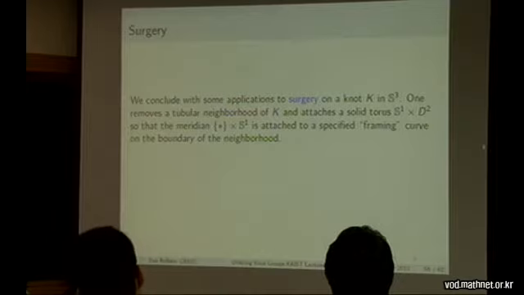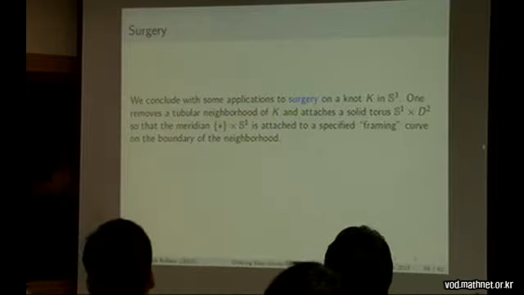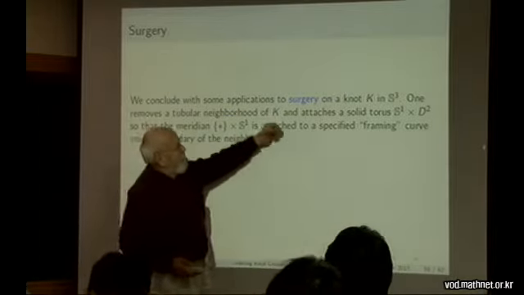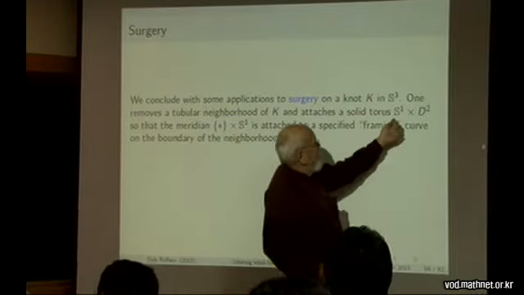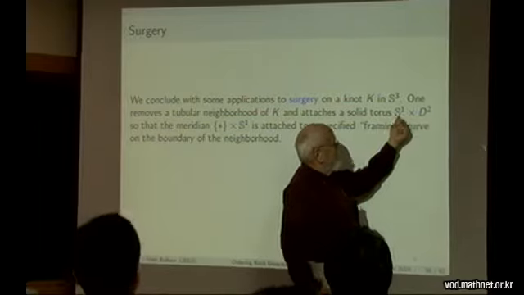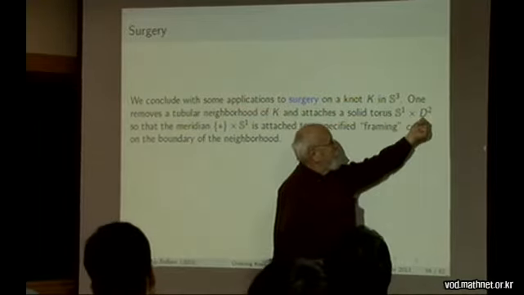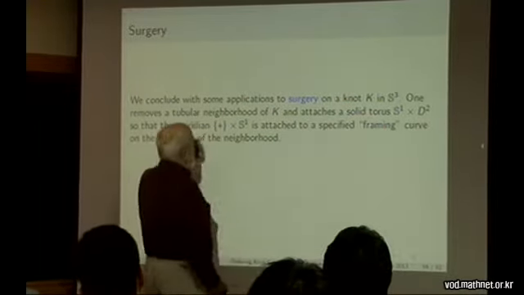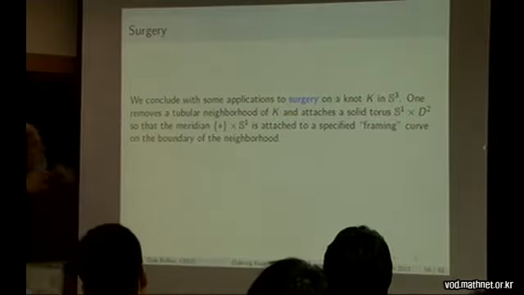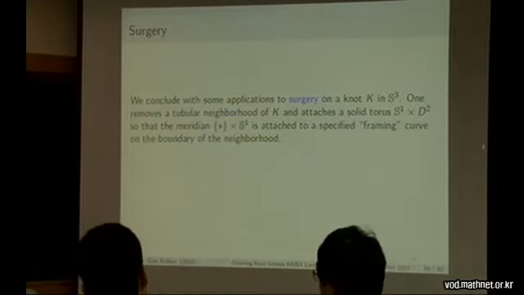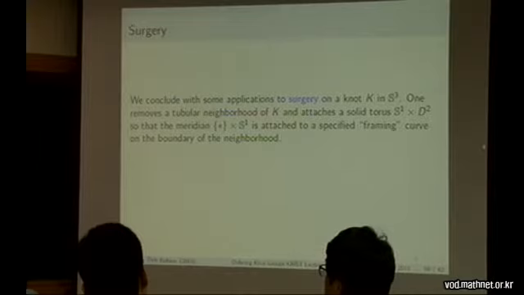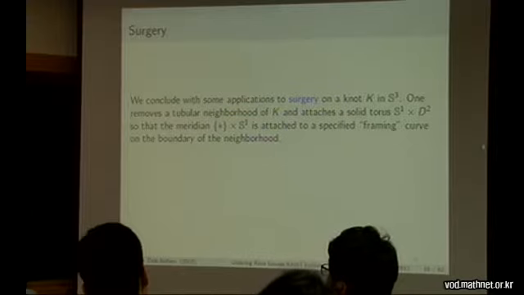Well, the process of surgery is to remove a tubular neighborhood of the knot, and what you've removed is a solid torus, topologically just a circle cross a disk. But then there are different ways of reattaching it to the torus which is left there. And it's actually specified by a curve on the boundary of that neighborhood.